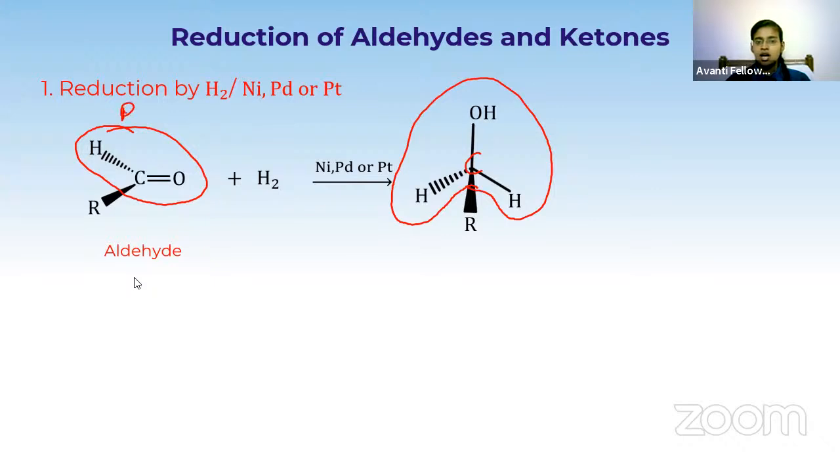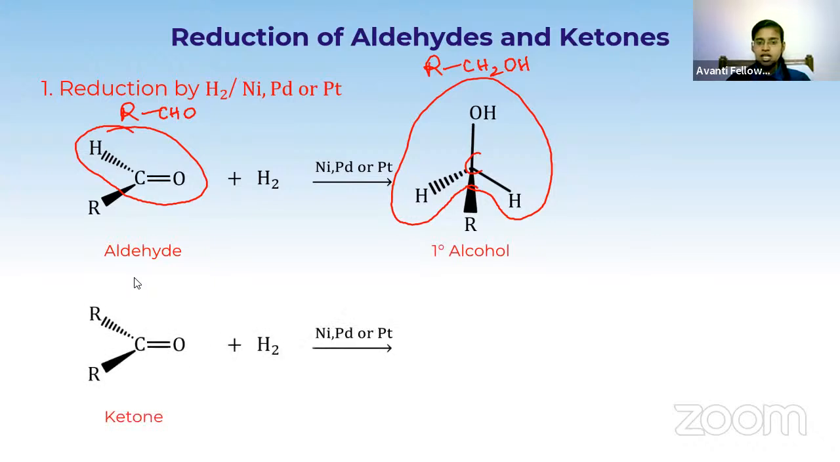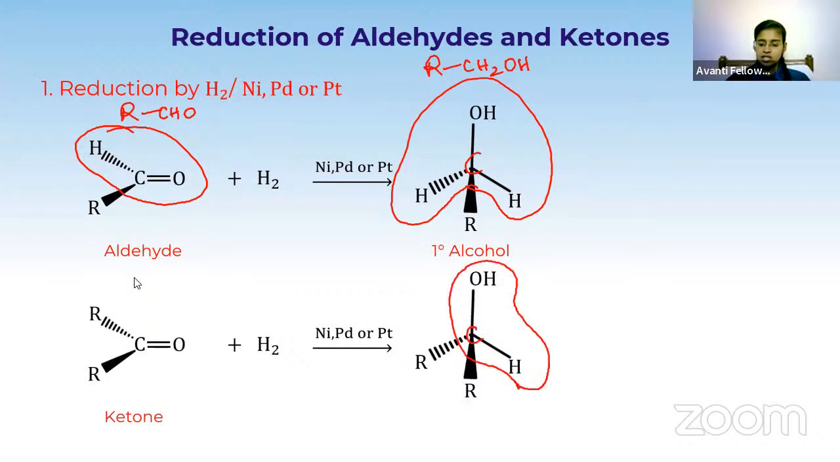CH2OH. RCHO will be converted to RCH2OH. Okay. This CH2OH is called a primary alcohol. Got it? And if I take a ketone with the same reagent, it will lead to the formation of a secondary alcohol. So it will lead to CHOH. CHOH means secondary alcohol. Got it?